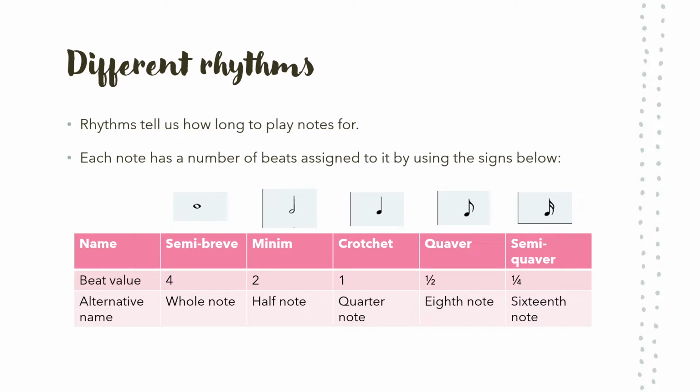Rhythms. Rhythms tell us how long to play notes for. They're very important within music. So here are what different rhythms look like. Each note has an assigned number of beats and these are the signs we use. So we have a semi-breve which has a beat value of 4 and the alternative name, the American name, is whole note. We have a minim which has a beat value of 2, a crotchet which has a beat value of 1, a quaver which has a beat value of a half, and a semiquaver which has a beat value of a quarter.